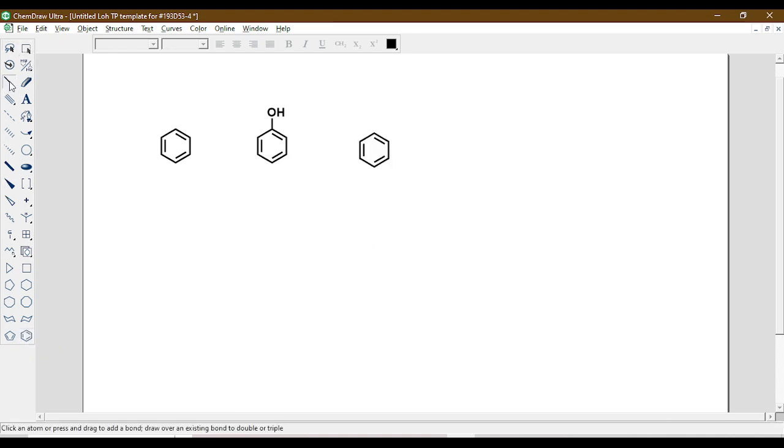Okay, now I'm going to draw substituted benzenes like chlorophenol. Let's find. So I can have a parachlorophenol. I'm going to type OH here, and then I'm going to type Cl here. Now let us draw multiple chlorine substituted benzene, let's say trichlorobenzene. So what I'm going to do is like this. So this is a disubstituted benzene.